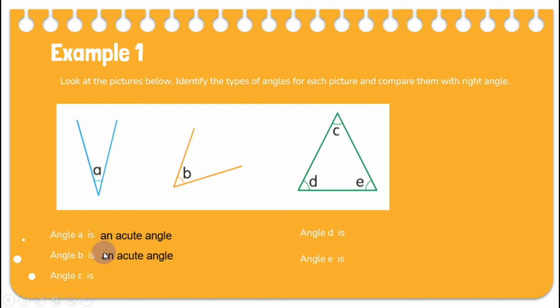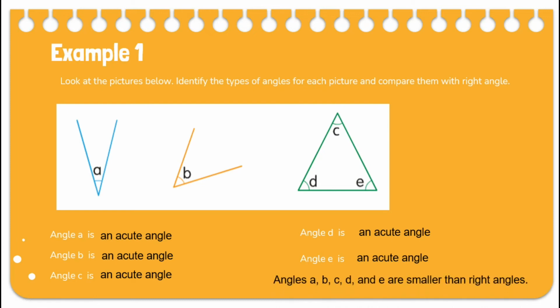B, acute angle. C, an acute angle. D, an acute angle. E, an acute angle. Angles A, B, C, D, and E are smaller than right angles. Because of that, we call them acute angles.